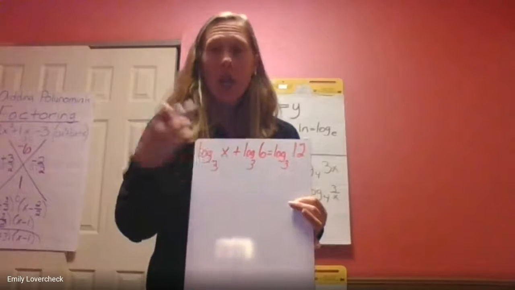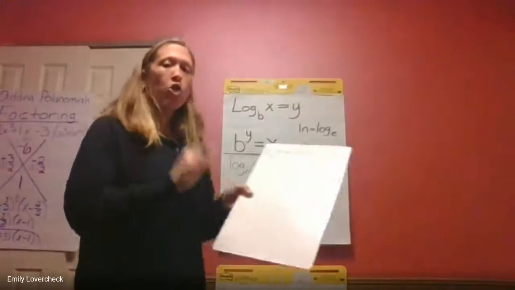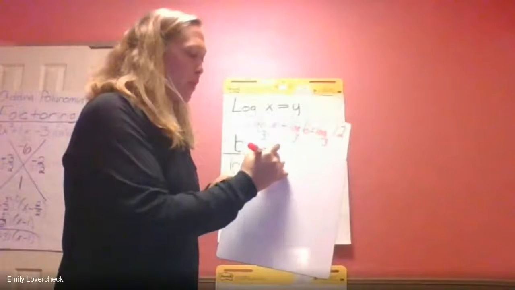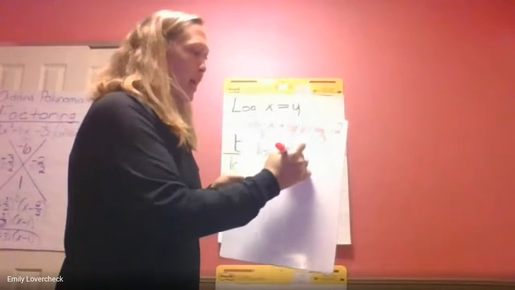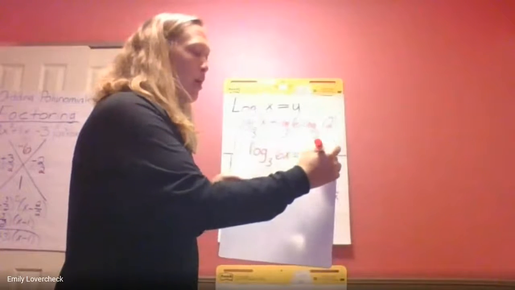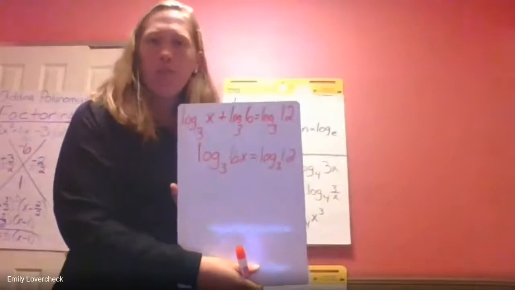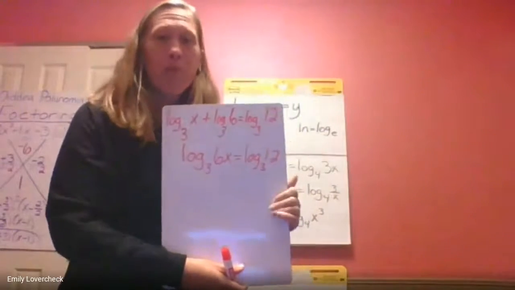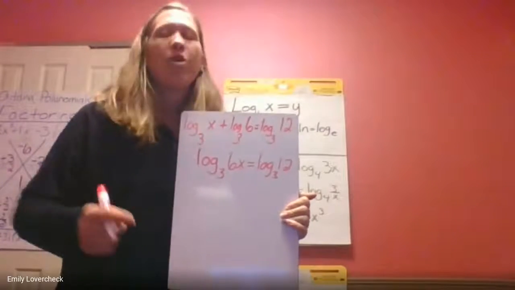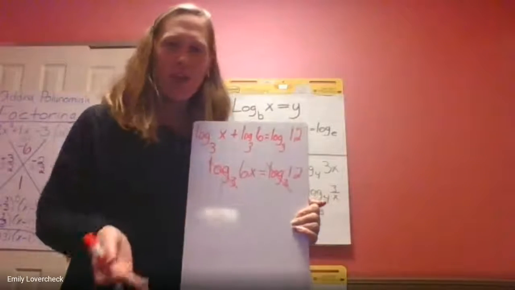So again, I have addition, and we know that because of our properties, addition means multiplication. So right away, I'm going to condense the left side, and I end up with log base 3 of 6x equals log base 3 of 12. So addition means multiplication, so I just put together the 6 and the x. What's nice about this problem is I now have one log on either side. So instead of having to change forms to exponential, those logs are just going to cancel out.